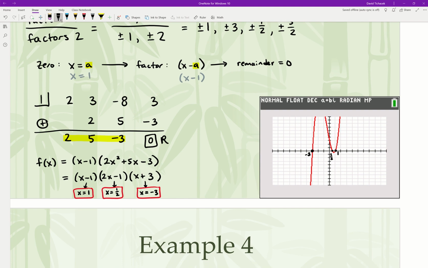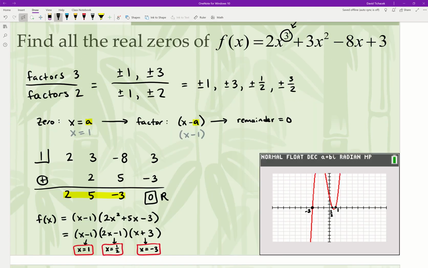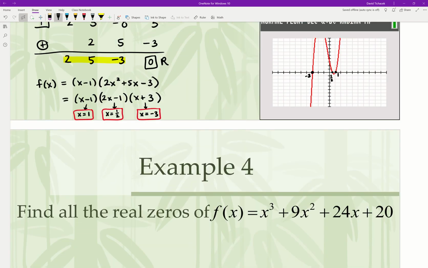but again, you're just looking for the first candidate in your pool of candidates that's going to give you a remainder of 0, and then you're going to write it out as a factorization and then just use your usual factoring methods to get the rest. Okay, so let's see that one more time here.